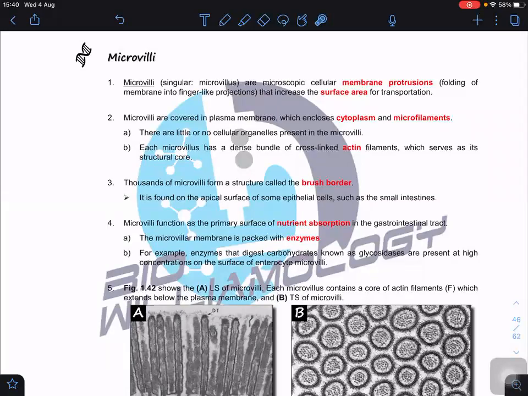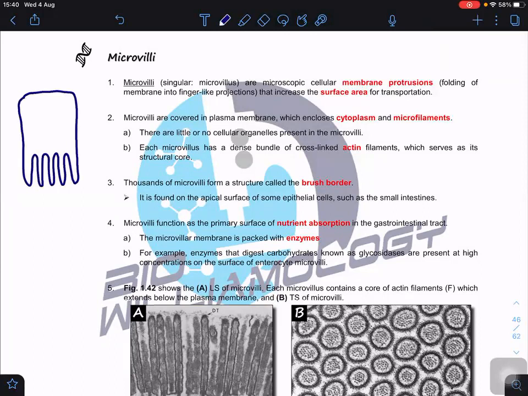Okay, so we start with the microvilli. So microvilli, they are microscopic cellular membrane protrusions. It means that it's something like a finger-like projection that comes out from the cells. So if I draw it, it will be something like this. Can you see that? It's like a finger-like structure that actually comes out from the cells.